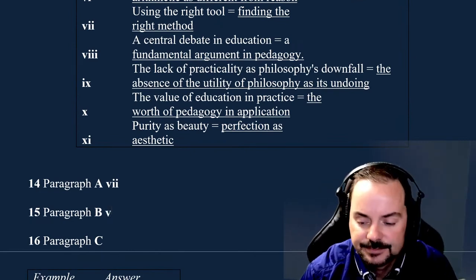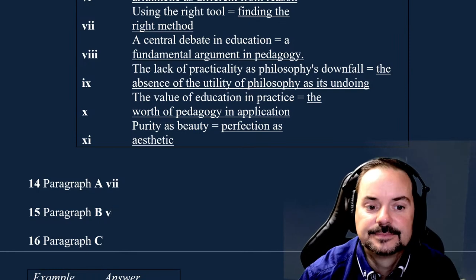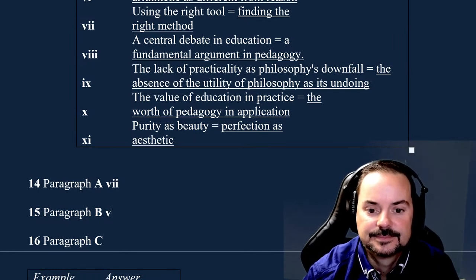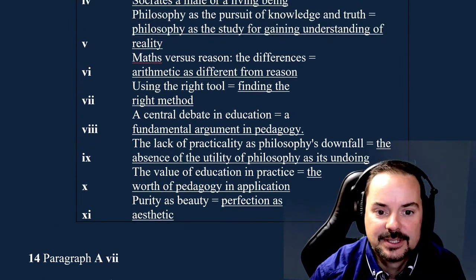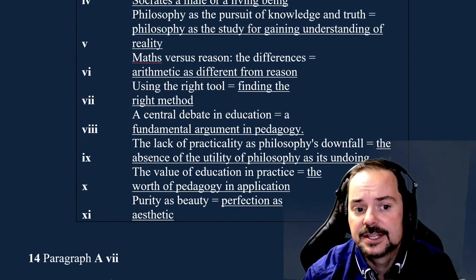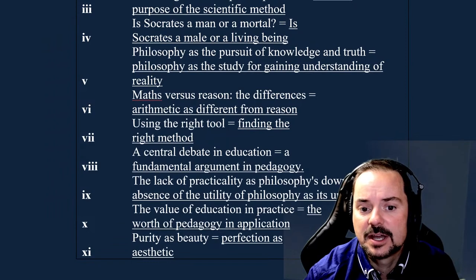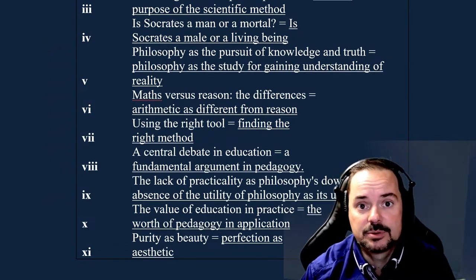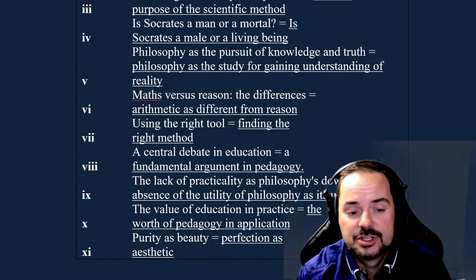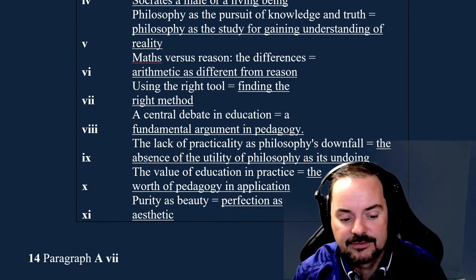Just confusing between the main list of headings and the explanations for them. So don't pay attention to the underlined parts. But also, if you look at that, it's still correct. So philosophy as the study for gaining understanding of reality, that would also be the pursuit of knowledge and wisdom. Absolutely. So it's number 5.